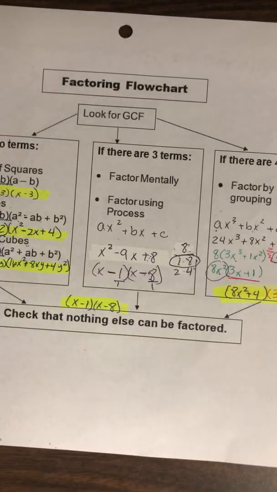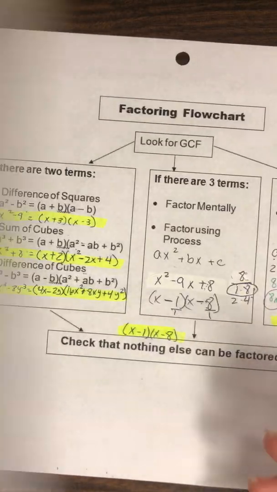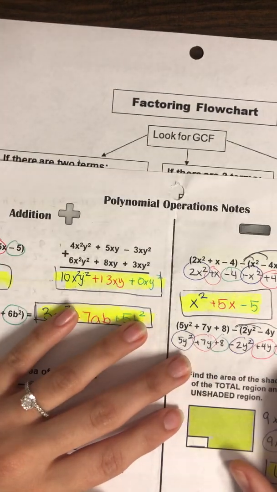And this is it. You can use this on the exam if you remember, but these two papers, the factoring flowchart and the polynomial operation notes, if you have them, you may use them on the test.